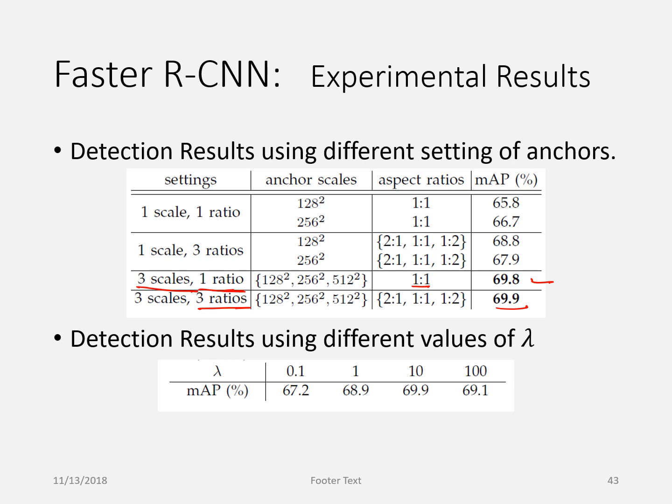Also, remember the lambda which we introduced in the loss function. Changing this lambda value doesn't affect the MAP much and thus can be ignored safely. This also says that the loss function wouldn't be affected much by the regression loss.